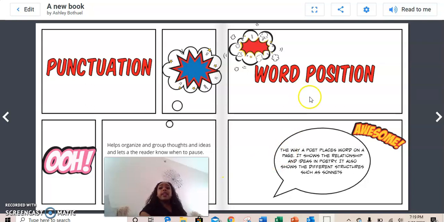And lastly, we have word position. Word position is the way the poet places words on a page, and it helps show the relationship and the ideas in poetry. It also shows the different structures in poems, such as a sonnet, which is a type of poem.